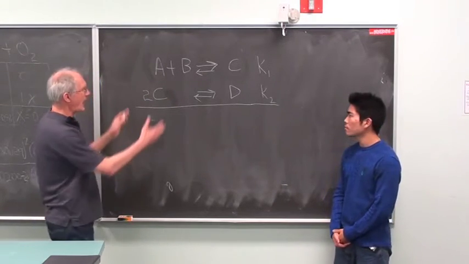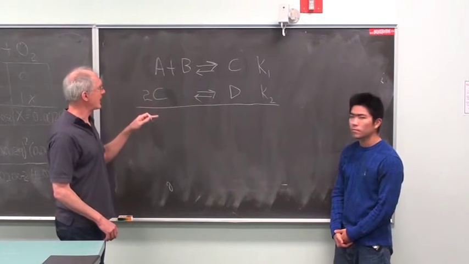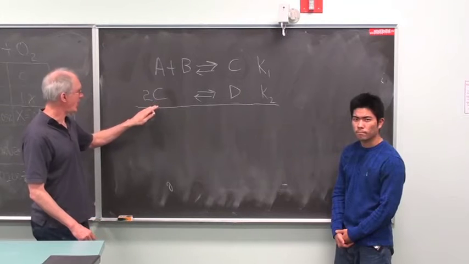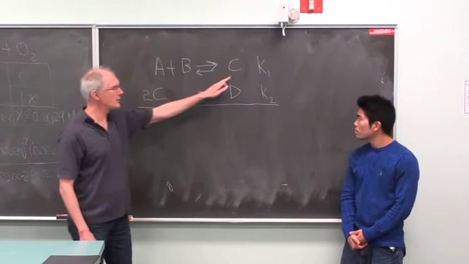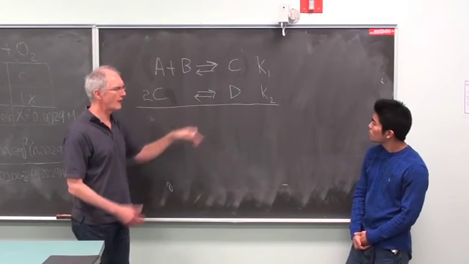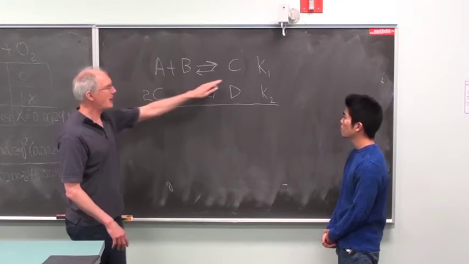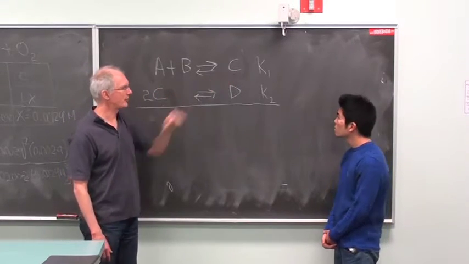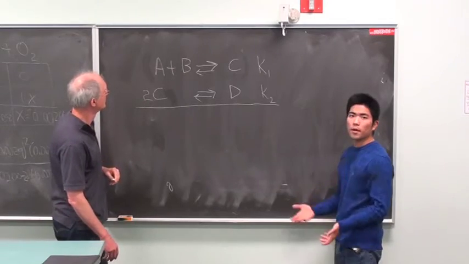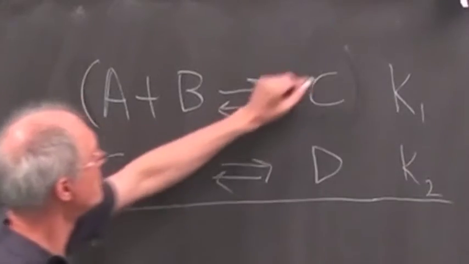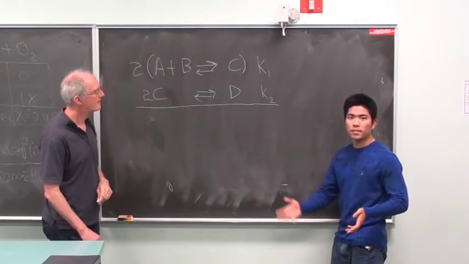Right? But before I add together the steps, I better make sure that it kind of makes sense, right? So what do I mean? I mean, the second reaction, there's two C's here. I only made one up there. And so if I want kind of a balanced reaction that makes sense, I better make two C's up in this first step. Right. So how do I do that? Well, you can just multiply the whole reaction by 2. Yeah, I multiply the whole reaction by 2. Now you have 2 A's, 2 B's, and 2 C's.